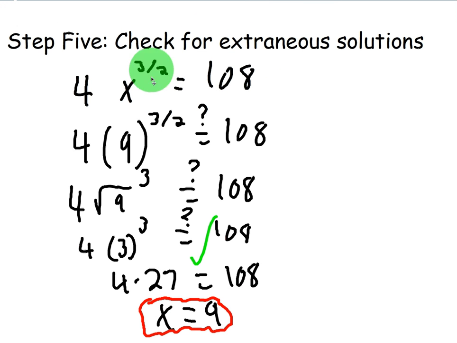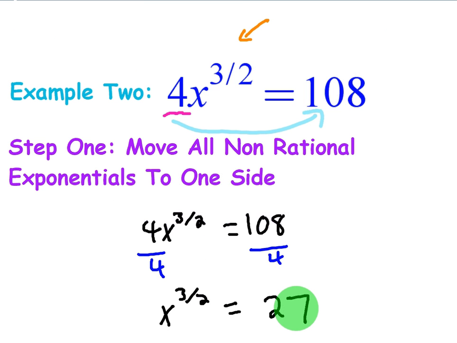So we're going to plug it back in for x. Evaluate 4 times the square root of 9 cubed. So square root of 9 is 3. We're going to cube that first before we multiply by 4. 4 times 27 is indeed 108. So it's not an extraneous solution, so it is a legitimate answer to our original problem.